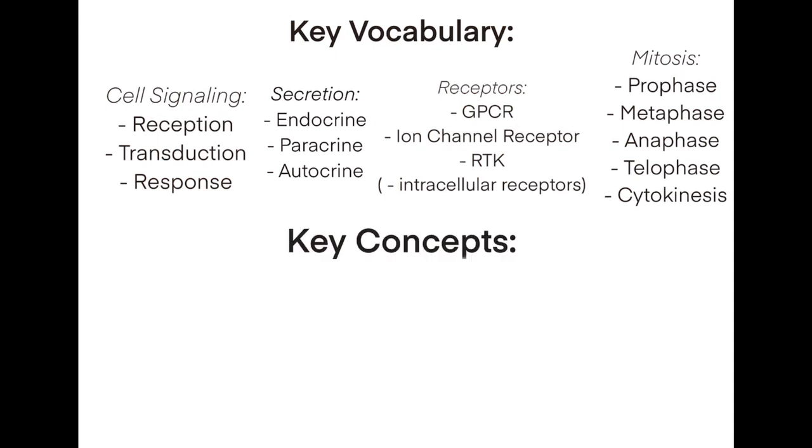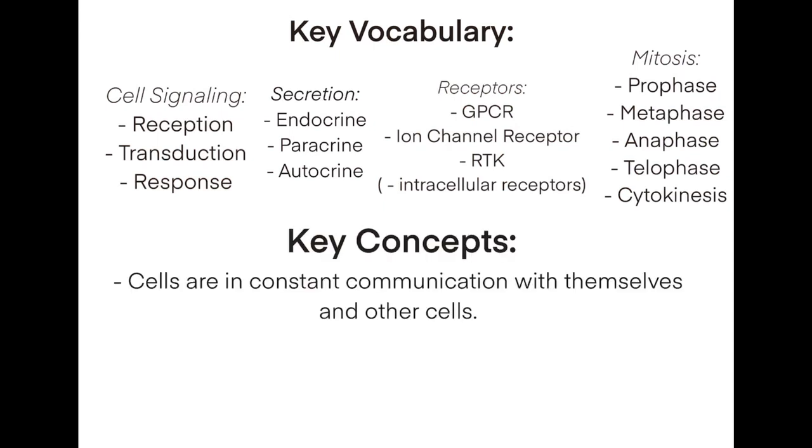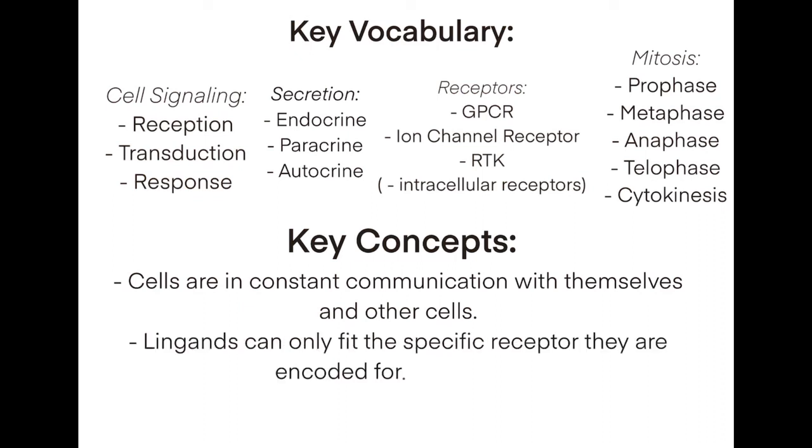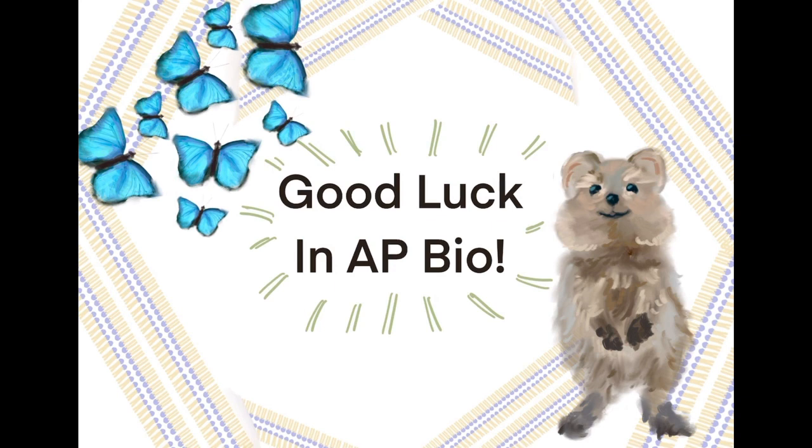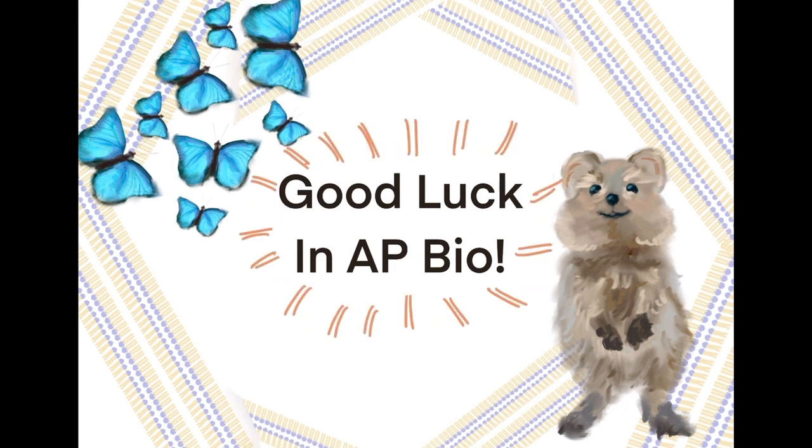And there's some key concepts as well. Cells are in constant communication with themselves and other cells. Ligands can only fit in the specific receptors they are encoded for, and mitosis is a highly regulated process. And with all of that, I hope that this animation helped clear up any misconceptions or questions that you had, and good luck in AP Biology.